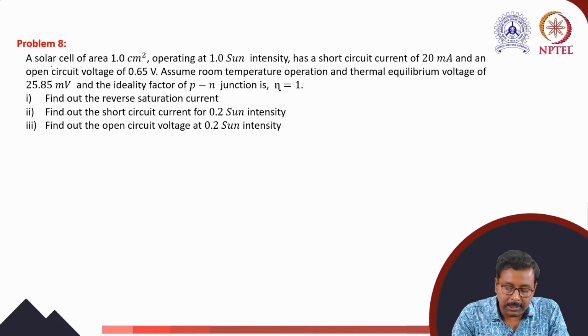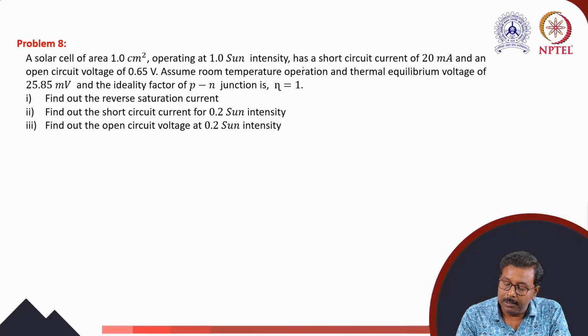Another problem: there is a solar cell of area 1 centimeter square operating at 1 sun intensity, which has a short circuit current of 20 milliampere and an open circuit voltage of 0.65 volt. Assume room temperature of operation and thermal voltage of 25.85 millivolt. The ideality factor of the p-n junction diode eta is equal to 1. Find out the reverse saturation current. Find out the short circuit current for 0.2 sun intensity. Find out the open circuit voltage at 0.2 sun intensity.